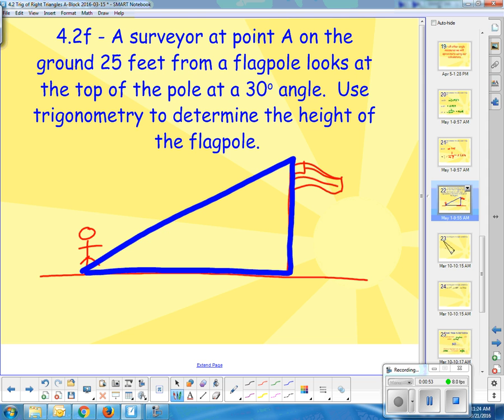Now, in this particular case, we are going to ignore the height of the surveyor just for this first example. Using a 30-degree angle to look at the top of the flagpole, and the fact that the surveyor is 25 feet away, we want to know the height of the flagpole, and I'll call that h. Now, this problem is solvable by using your special 30, 60, 90 triangles, but we're looking to start to use trigonometry to help us solve some of these problems. And it's more about the procedure, not about these particular numbers.